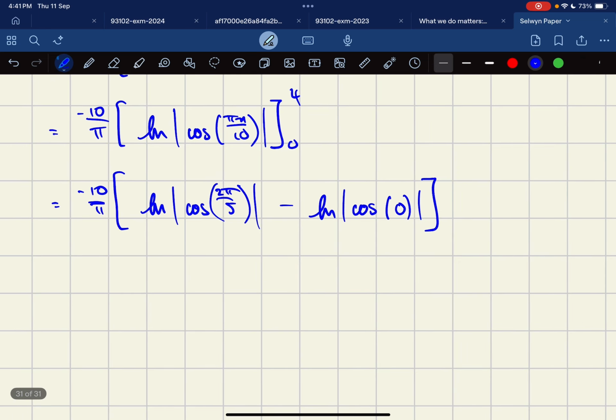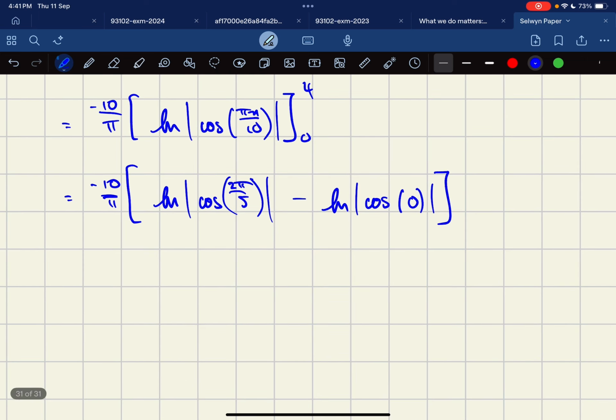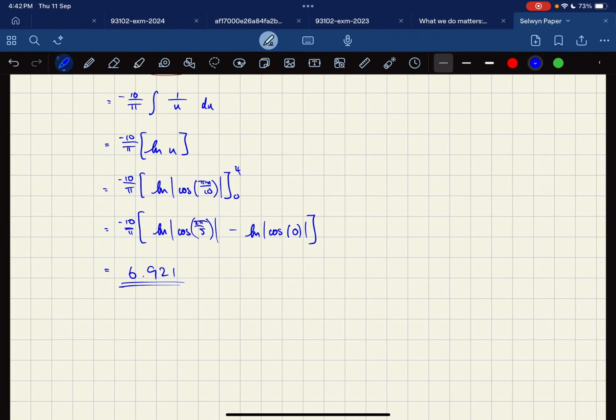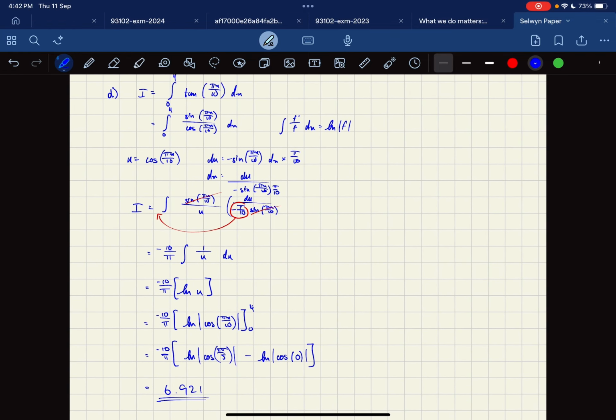And then cosine of 2 pi over 5 is a number of some sort, and we take the natural log of that. Okay, and then we minus 1 from that. Okay, and then we multiply it by negative 10 over pi. And we get approximately 6.921. Hopefully that is right.